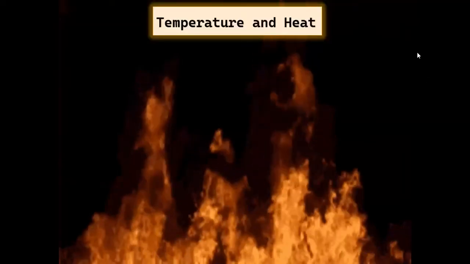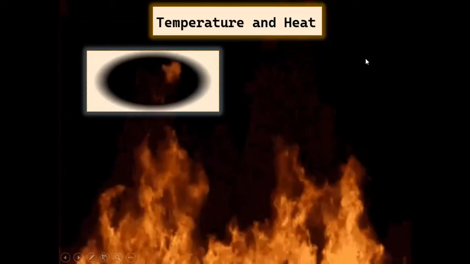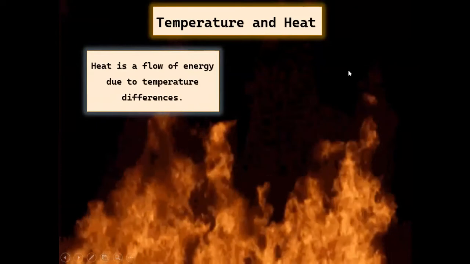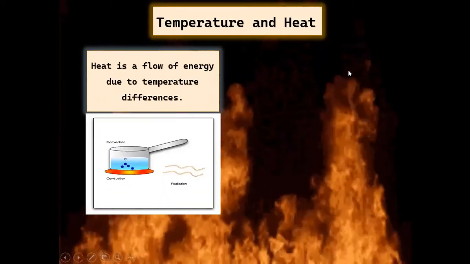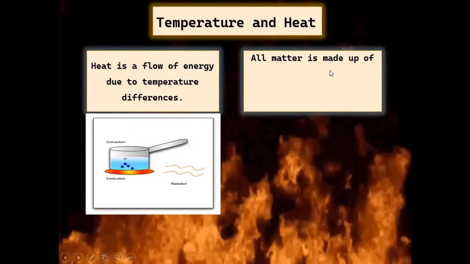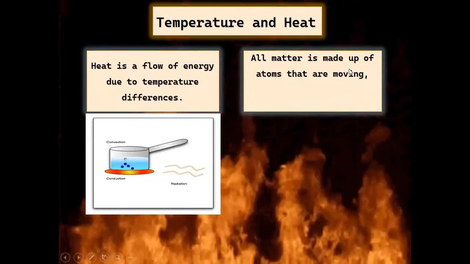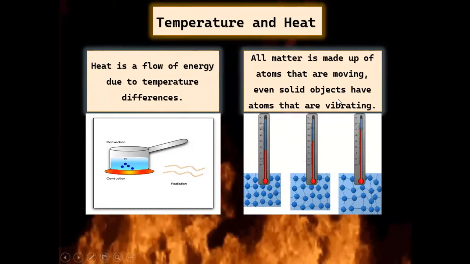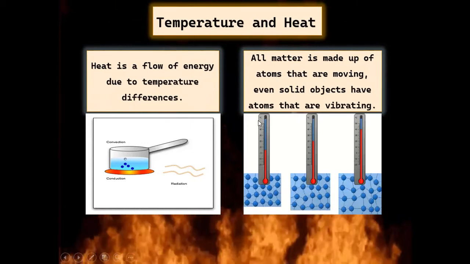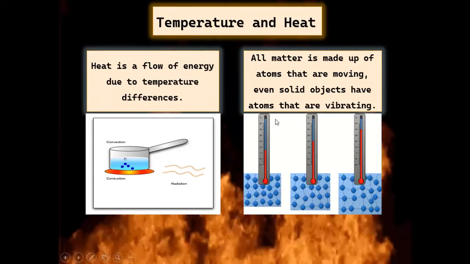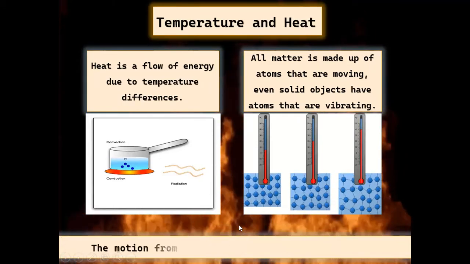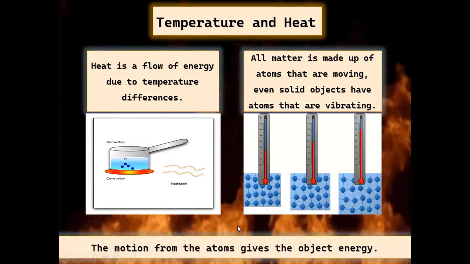Temperature and heat. Students, temperature and heat are two different things. Heat is just a flow of energy due to temperature differences. And temperature, as you know, all matter is made up of atoms that are moving. Even solid objects have atoms that are vibrating. So temperature is just checking how hot or cold something is. It depends on the movement of molecules. So the motion of the atoms gives the object energy.